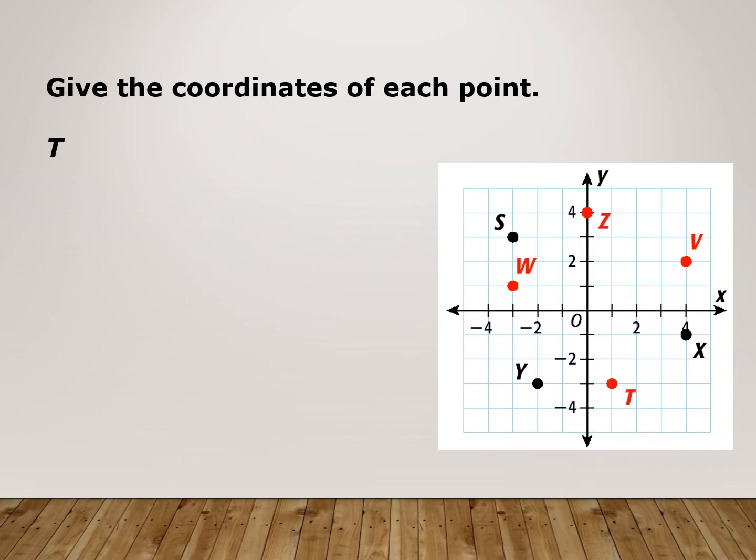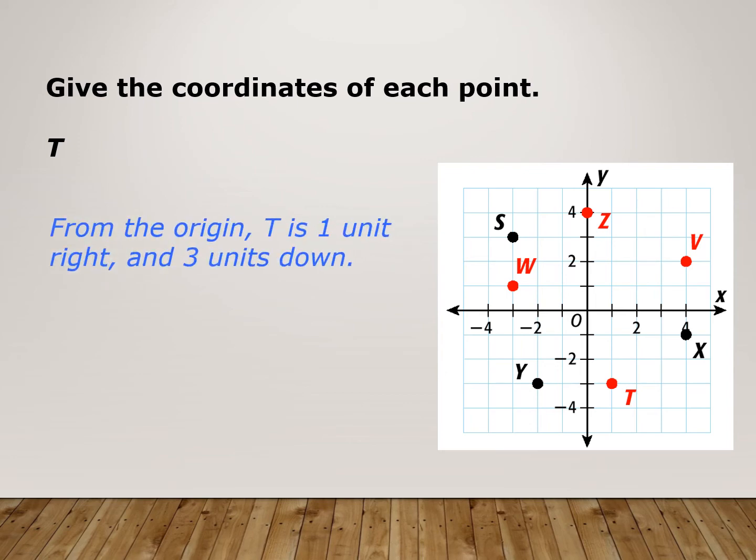Now, let's have the last one in identifying the coordinates. So, we have here the point P. So, yung ating point P from the origin is 1 unit right and 3 units down. So, nandito siya. Then, yung ating ordered pairs will be 1 and -3. Yung ating quadrant will be quadrant 4.